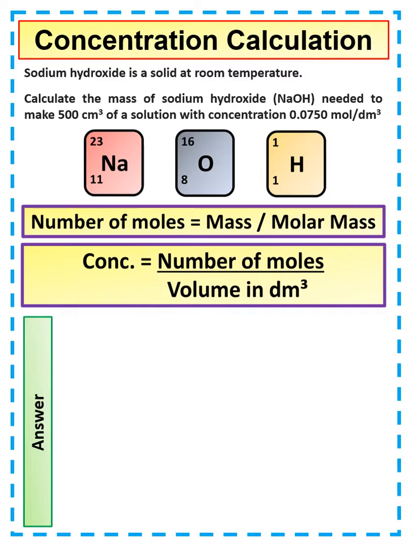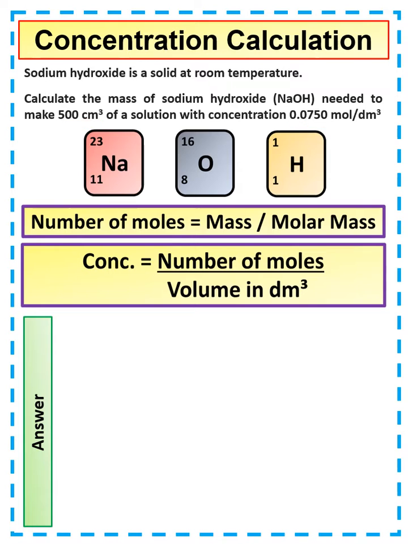Right, so it says sodium hydroxide is solid at room temperature. That doesn't really matter. So calculate the mass of sodium hydroxide needed to make 500 cm³ of our solution with a concentration of 0.075 moles per dm³. Okay, so there are a few easy, simple steps that we need to go and take in order for us to go and work that out.